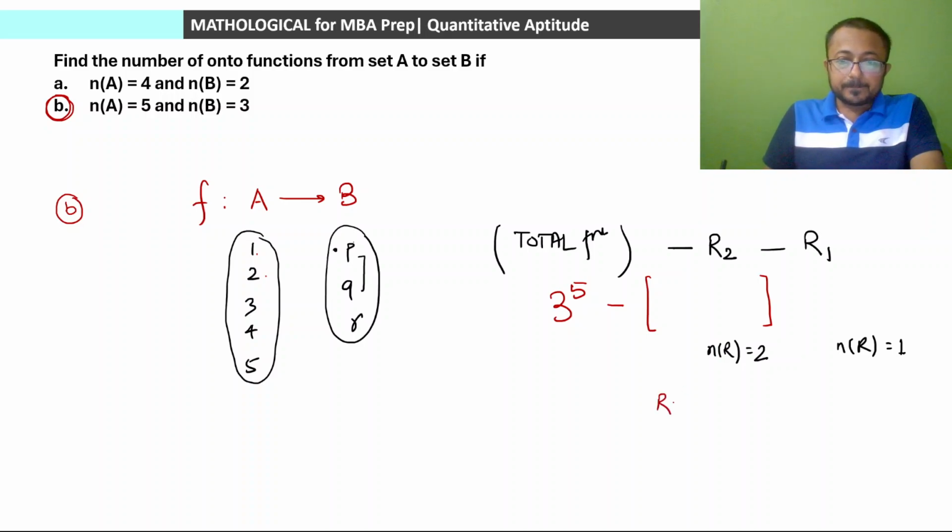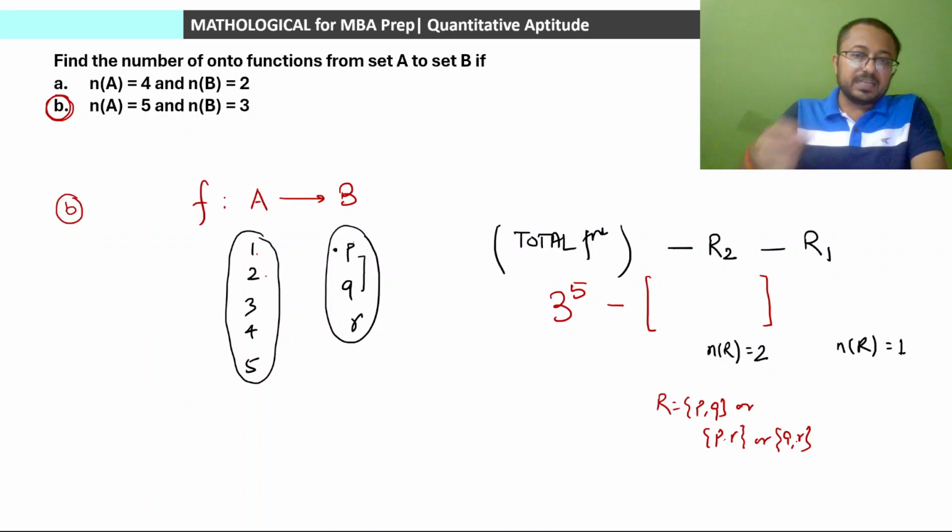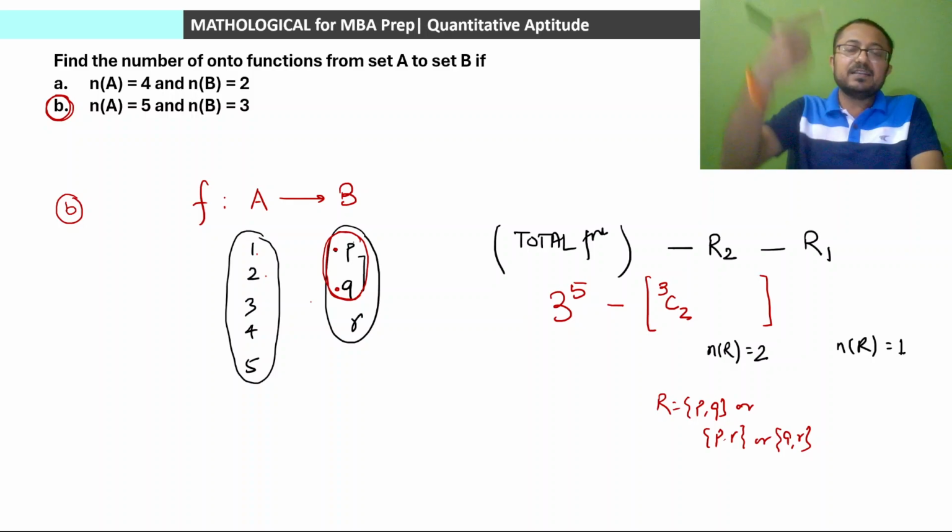Range may contain P and Q or P and R or Q and R. Isn't it so? There are three ways to select these two. Okay, so we can say 3C2 ways where we can select those two elements which the range will be containing. Okay, now let us say those two elements are P and Q. So if those two elements are P and Q now, which are part of the range, so for every element in set A, now we have two choices. For this case, two choices हैं, और since there are 5 elements in set A, तो total cases कितने बन जाएंगे अपने? 2 to the power 5.